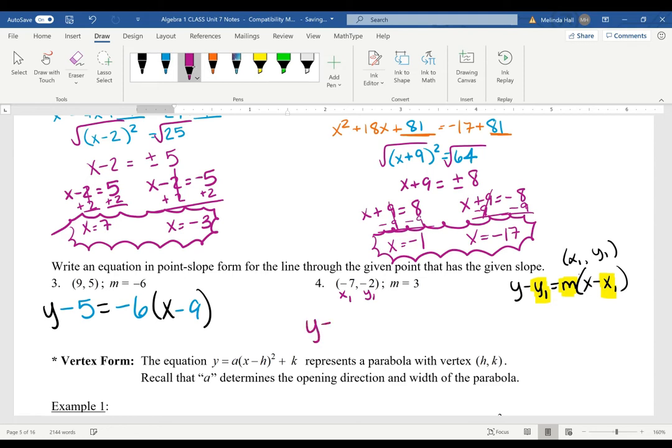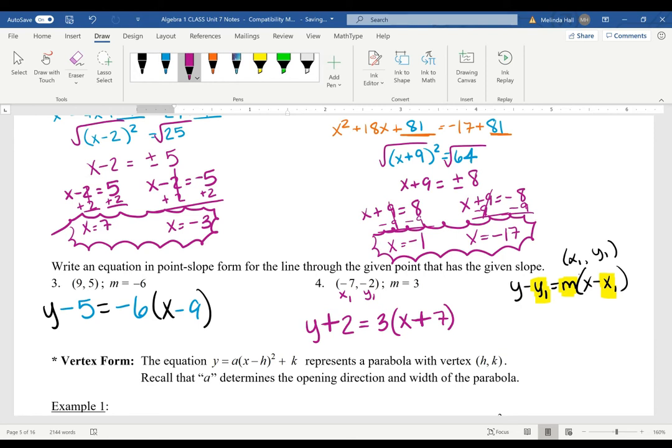So we would have y minus y1, which is negative 2. Since it's minus negative 2, that would just be y plus 2 equals m, which is 3 times x minus negative 7. And again, since that's a minus negative, that would become a positive like that. Okay, so even though we don't use point slope a ton, you do still want to be familiar with what it looks like and how to use it.